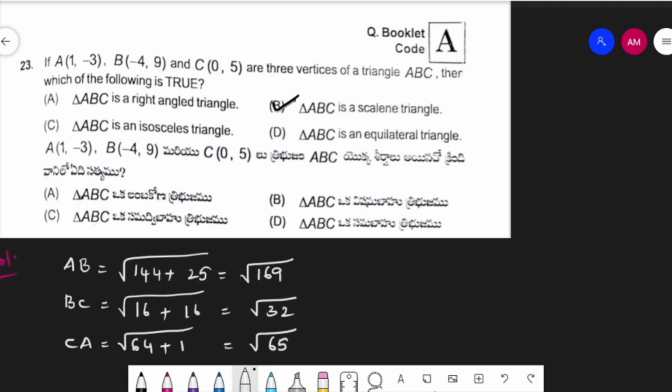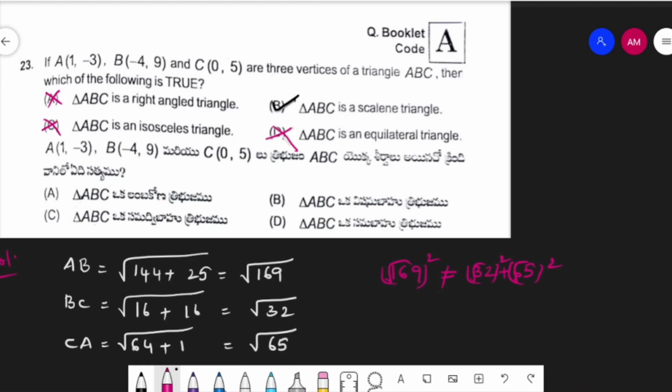If we observe this, it is not an equilateral triangle since all the three sides are not equal. So D is ruled out. Whether it is an isosceles triangle? No, it is ruled out. Whether it is a right angle triangle? Whether 169 is equal to 32 plus 65? No, these two are not equal. So this is not a right angle triangle.